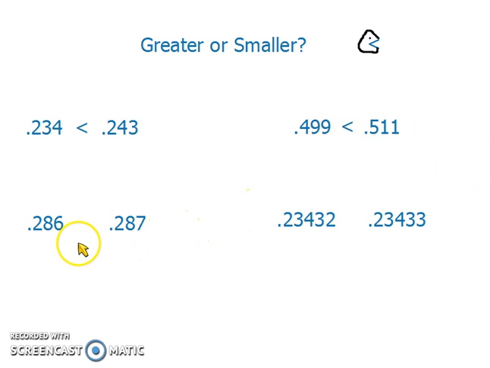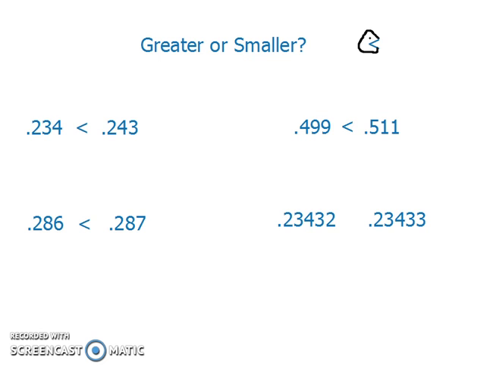Now, in this one we have 0.286 and 0.287. We look at the tenths column, a 2 and a 2, can't decide. Look at the hundredths column, 8 and 8, can't decide. Then we look at the thousandths column, we've got a 6 and a 7. 7 is larger than the 6, so it eats it up.